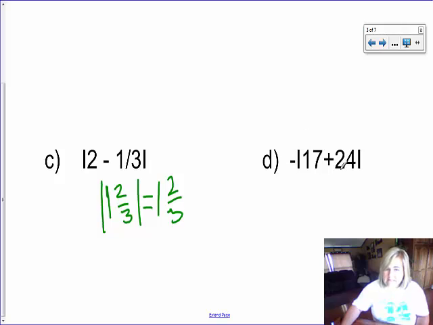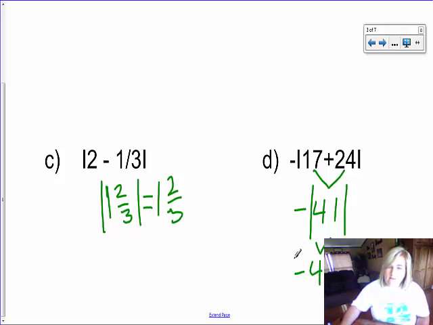Over here, we're going to do the same sort of situation. We have 17 plus 24 inside of the absolute value. So we're going to do 17 plus 24. 17 plus 24 gives us 41. Bring down our absolute value symbols and that negative that's on the outside. So the absolute value of 41 is 41, but we haven't used that negative, so we have to bring it down. This is a case where we're going to have a negative because the negative was not inside of that absolute value.